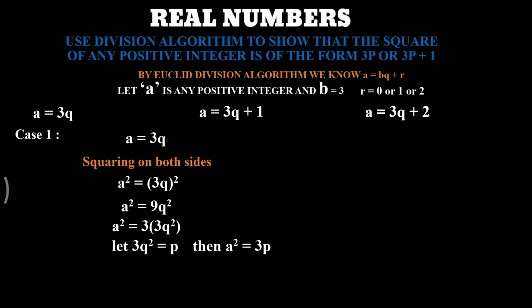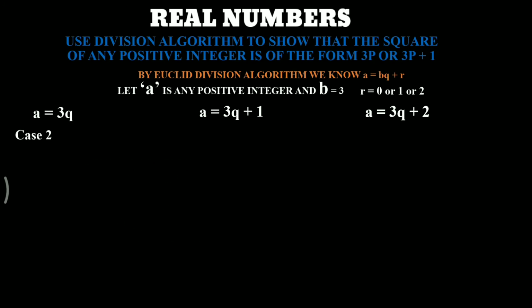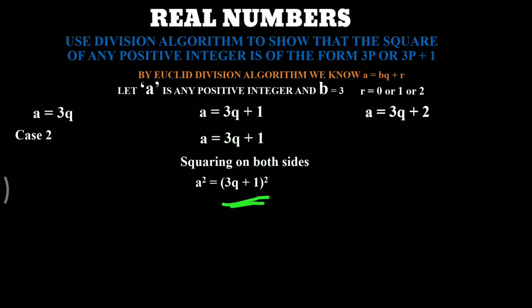The second case, what is the second case? A is equal to 3q plus 1 is the second case. So again we have to square it. I'm squaring on both sides. After squaring, what I will get? A square is equal to 3q plus 1 whole square. So clearly this one is in the form of a plus b whole square. So here we have to use the formula a plus b whole square.